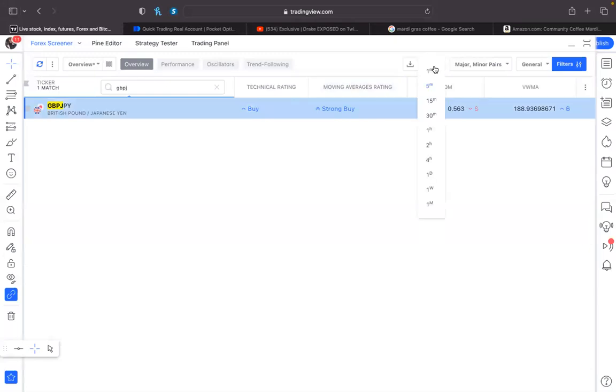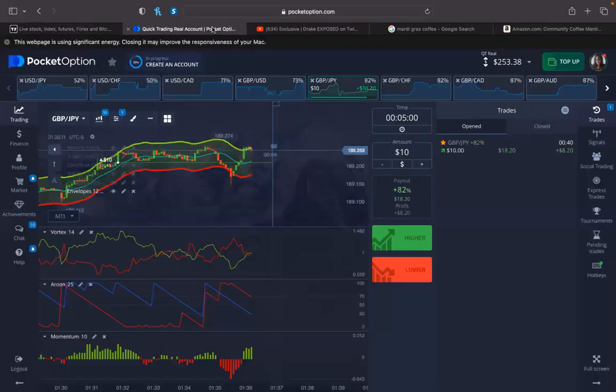Still in the buy zone. Even on the 1 minute, it's still showing a buy. 15 minutes a buy. So I'm definitely confident that we did take the right direction.